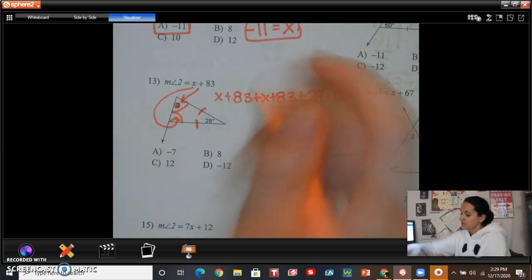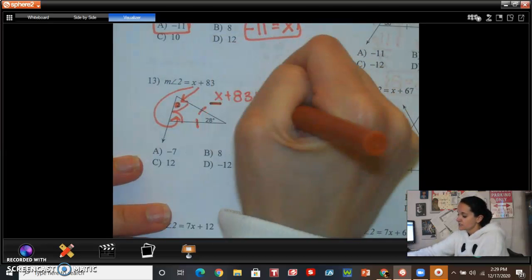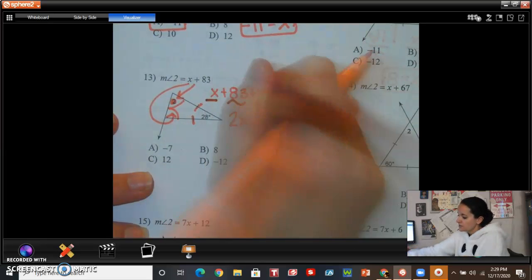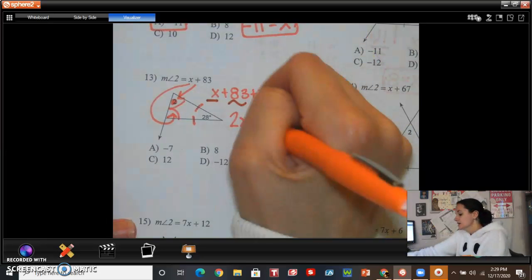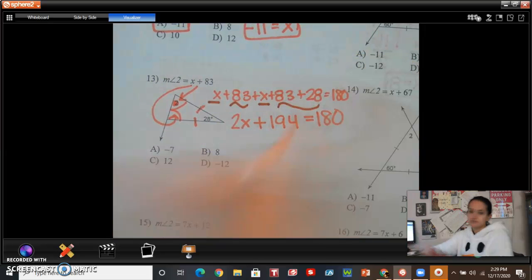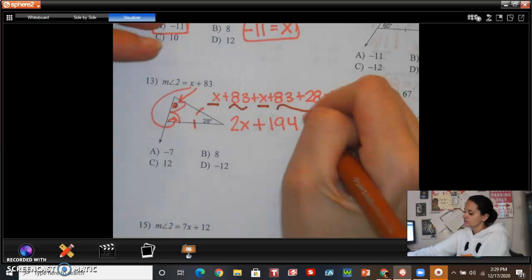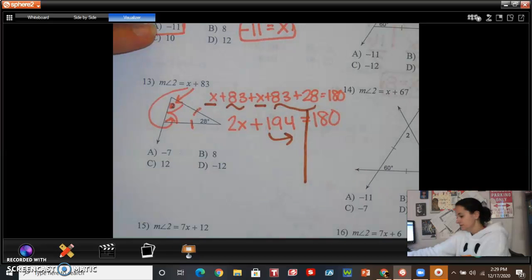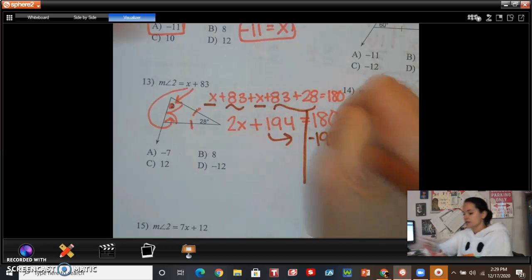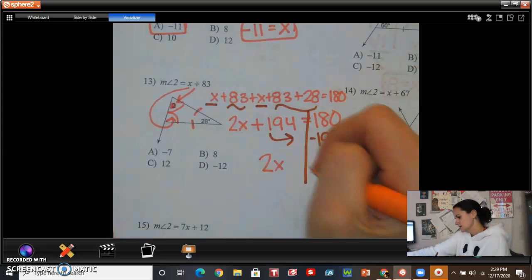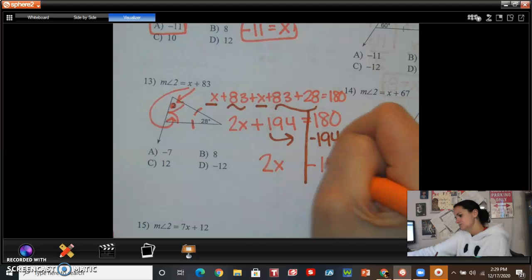So I'm going to go ahead and combine my like terms. So I have x and x. That gives me 2x. And I have 83, 83, and 28. That gives us 2x plus 194 equals 180. That's a lot easier now for us to solve. Okay, we need to move this positive 194 over here. So I'm going to subtract 194. And I get 2x equals -14.